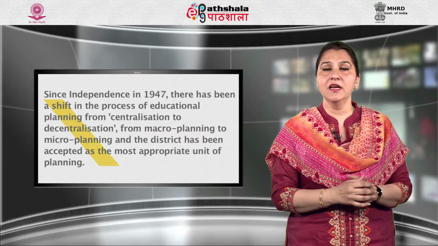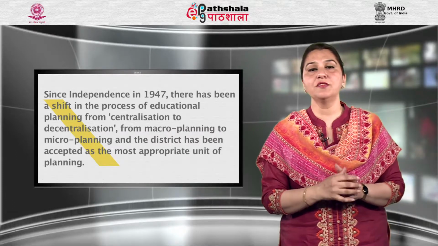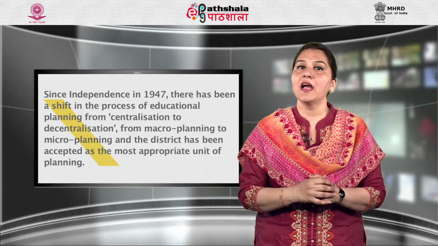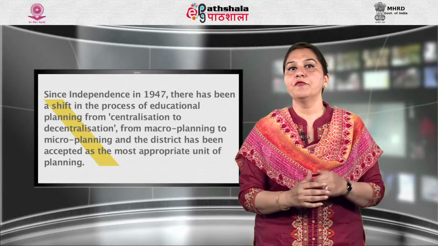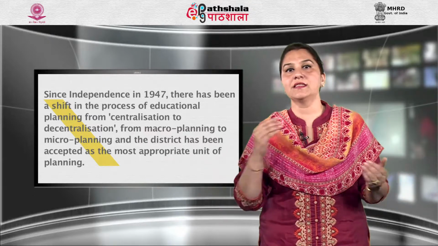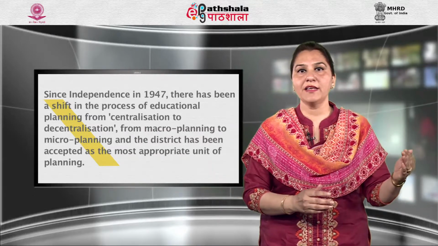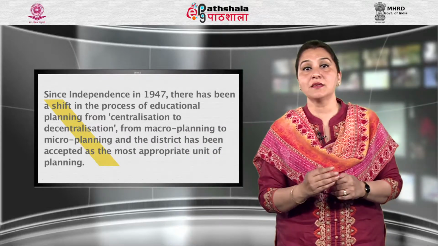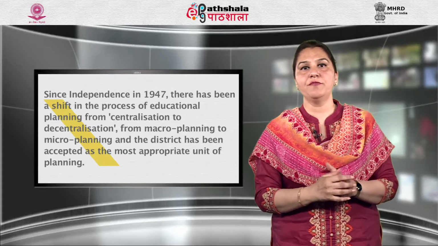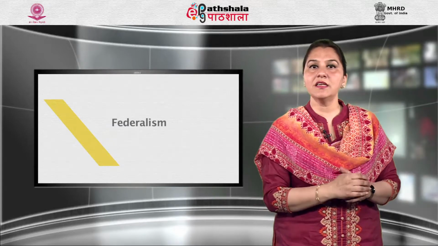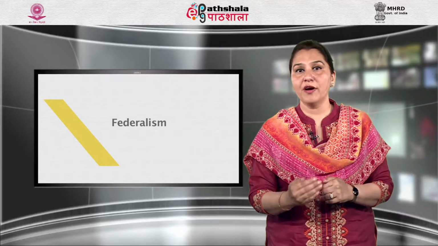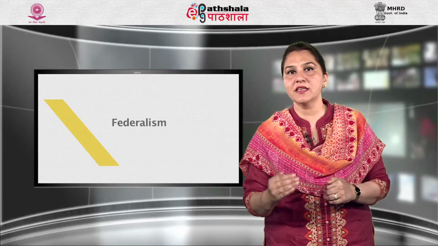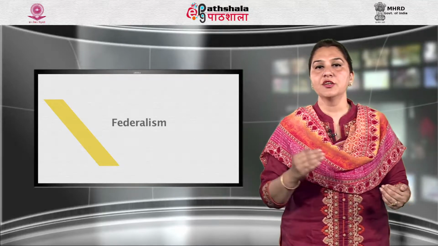Over the years, since independence in 1947, there has been a shift in the process of educational planning from centralization to decentralization, from macro planning to micro planning, and the district has been accepted as the most appropriate unit of planning. The 73rd Constitutional Amendment provides for transfer of the responsibility for primary and secondary school education to the elected bodies.